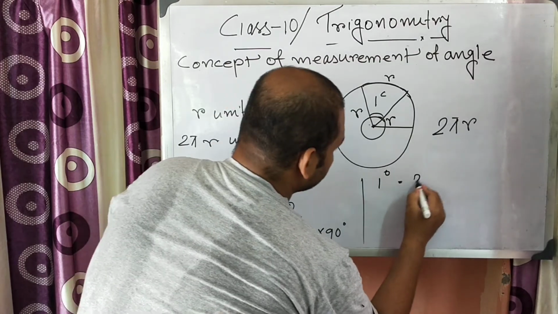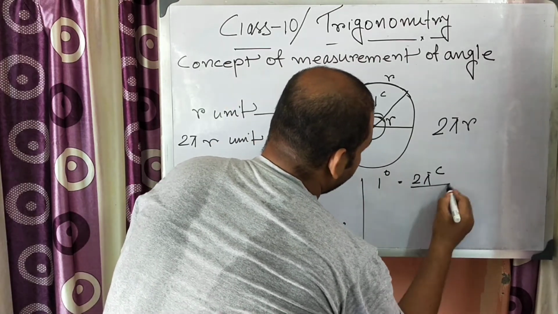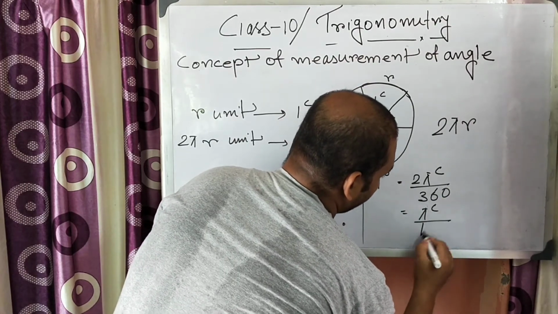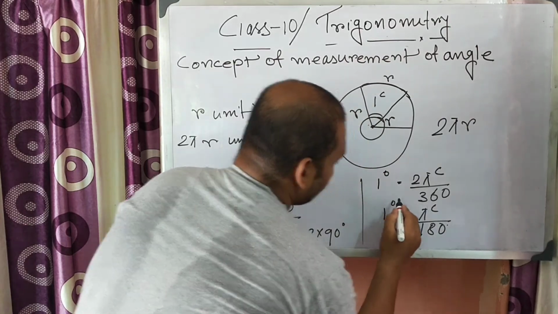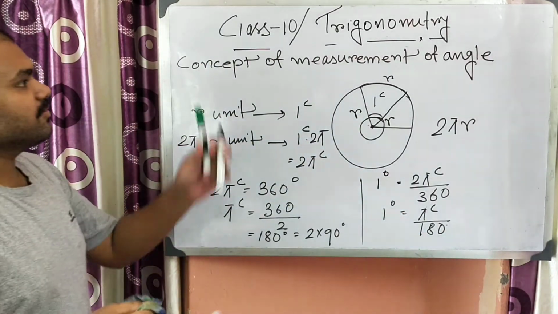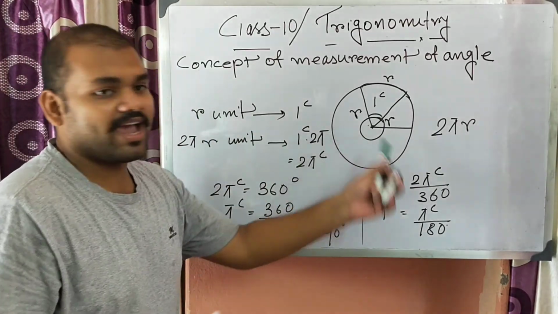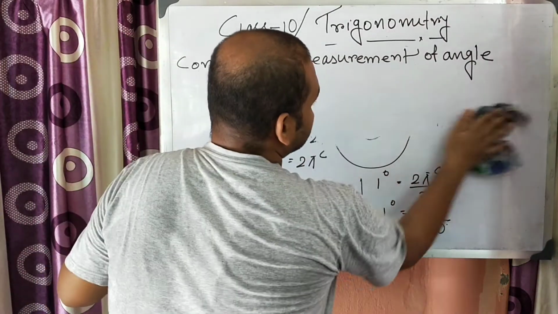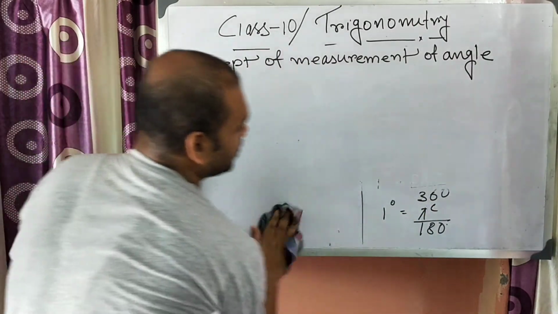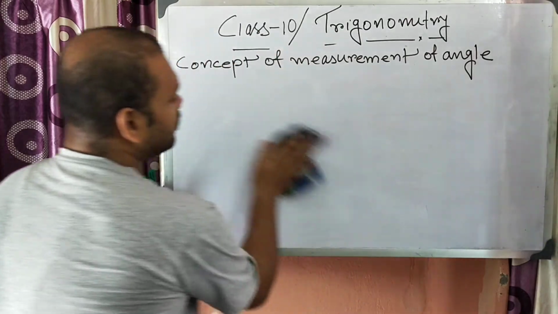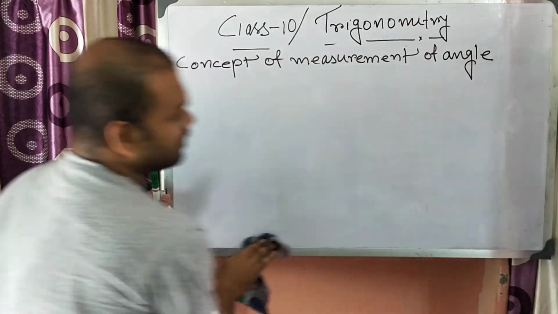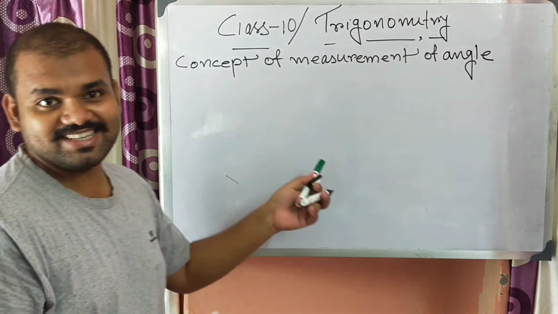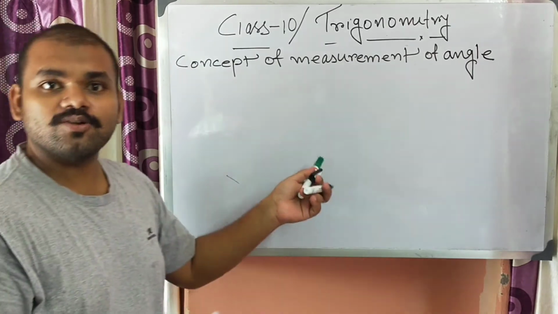1 degree will be 2 pi radian by 360, that is pi radian by 180 is equal to 1 degree. So this is the basic relation between the circular system and the sexagesimal system. So this is for the first chapter, that is the concept of measurement of angle. Now we need to convert different angles from sexagesimal to circular, circular to sexagesimal, and so on. So on the next day when we start the exercise, then we will do the maths.